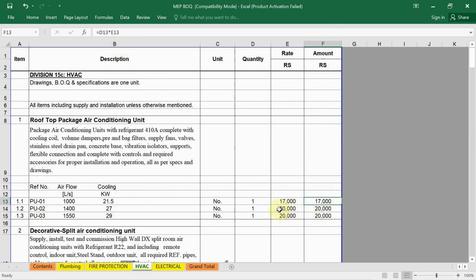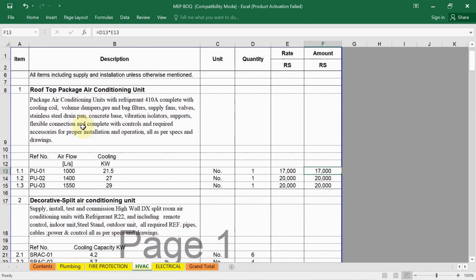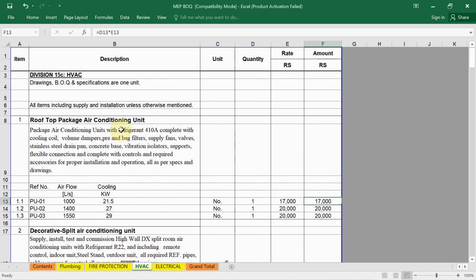See, I have applied the formula. Suppose I want the total amount of this 1000 liter per second 21.5 kilowatt rooftop package air conditioning unit. So what I have done, I have multiplied the quantity by the unit rate. Can you see here, D13 multiplied by E13, quantity multiplied by unit rate. So you will get the total amount. Is it clear?